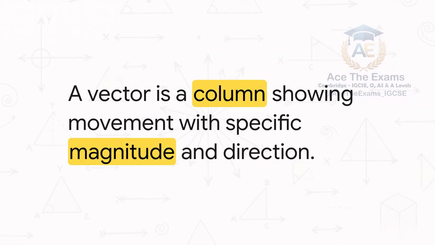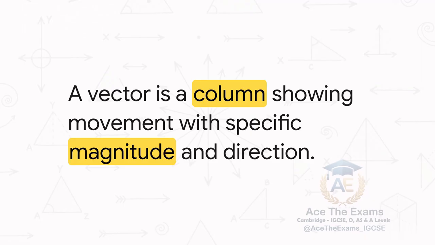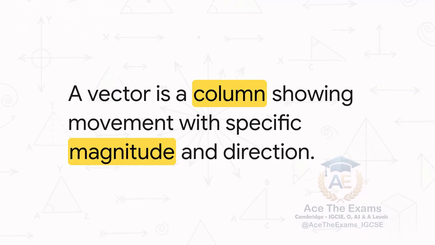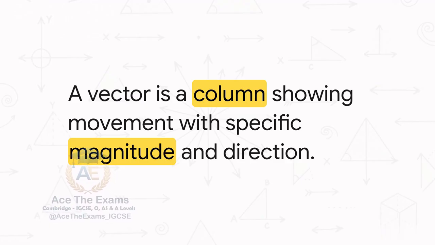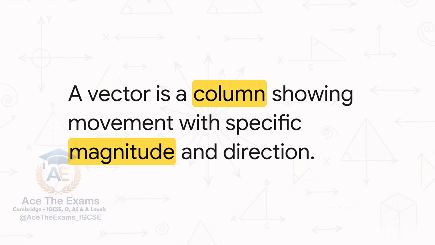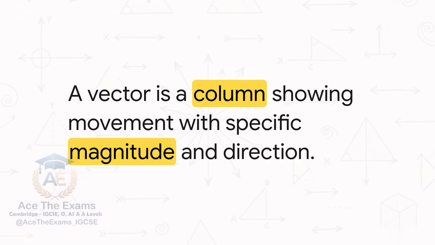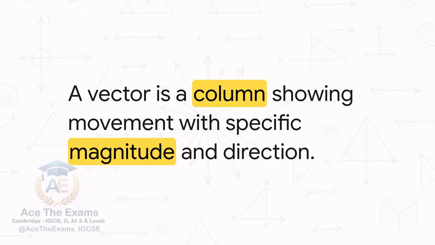Unlike a regular number, which really just tells you how much of something you have, a vector gives us explicit instructions for movement. Think of it kind of like a set of really precise marching orders. When we write it as a column vector, that top number, the x, tells us our horizontal movement, how far left or right we need to go. And that bottom number, the y, dictates our vertical movement, how far up or down we go. It's this neat, complete package of magnitude, which is the distance, and direction, just stacked right there in a column.